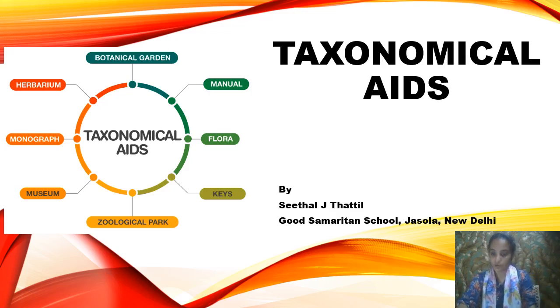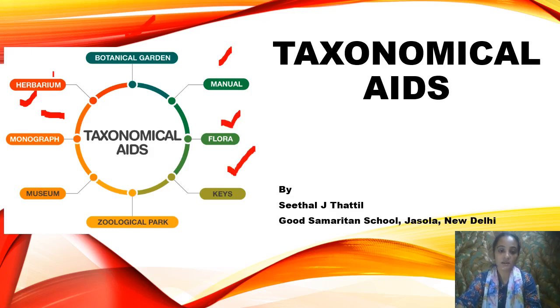Here I have given you a picture, and in that picture you can see the different components present in the taxonomical aid: the herbarium, then the botanical garden, then different manuals, then the flora, then the keys, then the zoological park, then the museum, and then the monographs. I think these words are familiar for you. Now let's deal with each topic in a little more detail. So let's start with the herbarium.